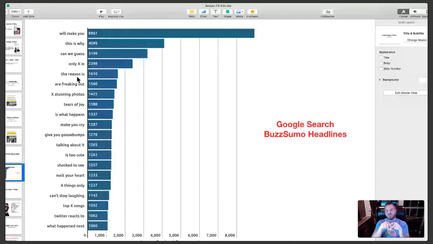Maybe you run a Facebook carousel ad where you have multiple images of some of the worst spines that have ever come through your office, and then you just share your story in the ad copy, right? Then there's "tears of joy," "make you cry," "give you goosebumps," "too cute," "shocked to see," "melt your heart," "can't stop laughing," "top X songs," and "Twitter reacts." Twitter reacts to chiropractic, or Twitter reacts to Dr. Moyle. It could be something like that, right?